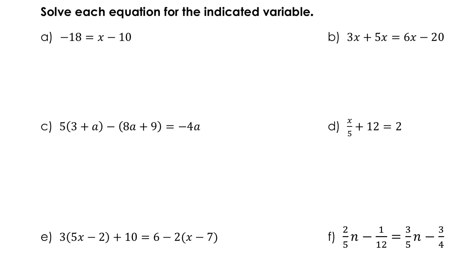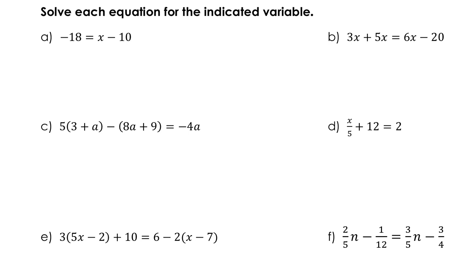So this first one, I have negative 18 equals x minus 10. So I need to get x all by itself. It doesn't matter if x is on the right or the left. We can do either one. So I see that there's a negative 10 with my x. How would I get it away from my x?